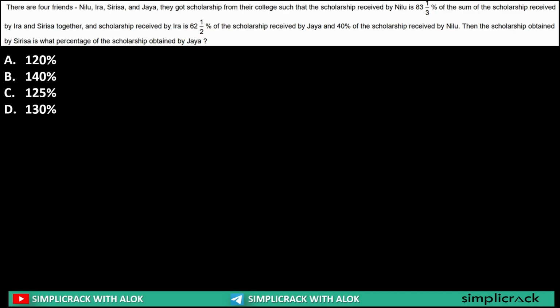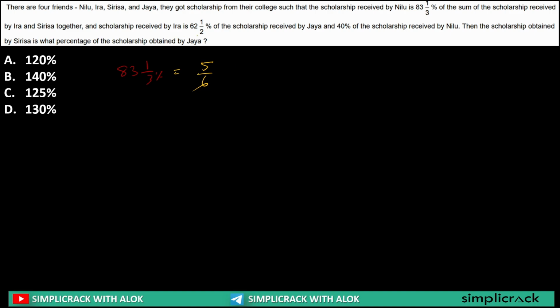There are 4 friends: Nilu, Ira, Sirisa, Jay. They got scholarship from the college. Okay. The scholarship received by Nilu is 83 1 by 3% of the scholarship received by Ira and Sirisa together. See, you need to understand first thing, 83 1 by 3%. Let's change the color. 83 1 by 3% is equal to 5 by 6.